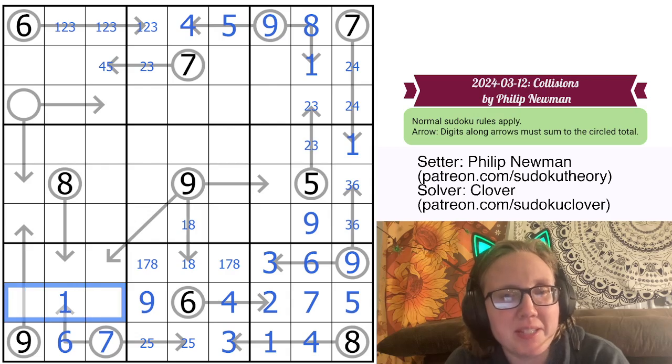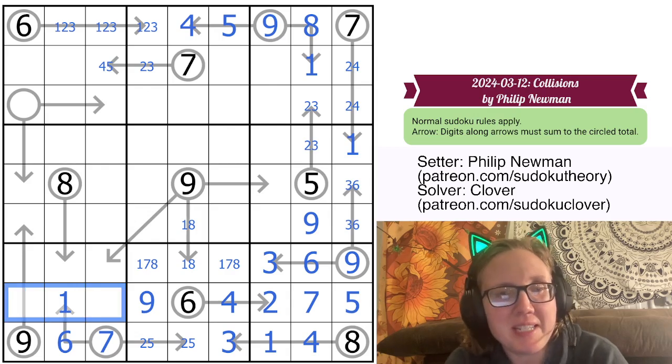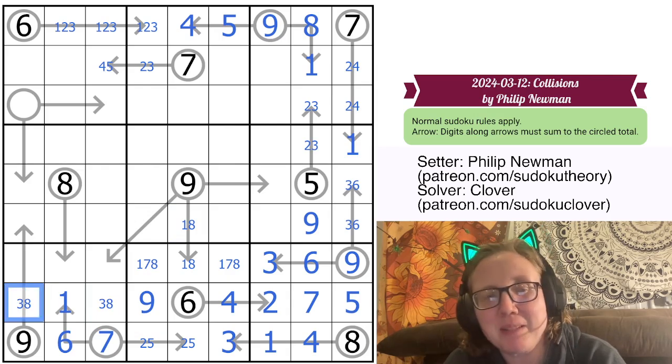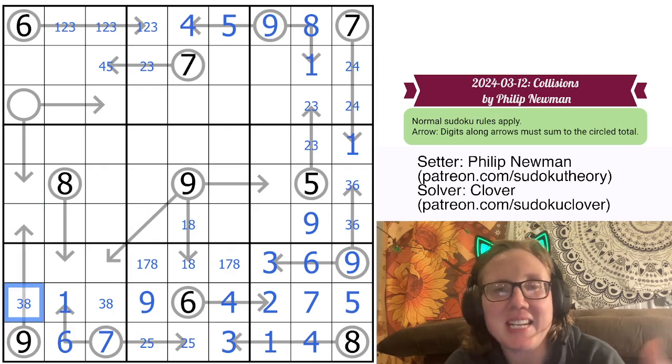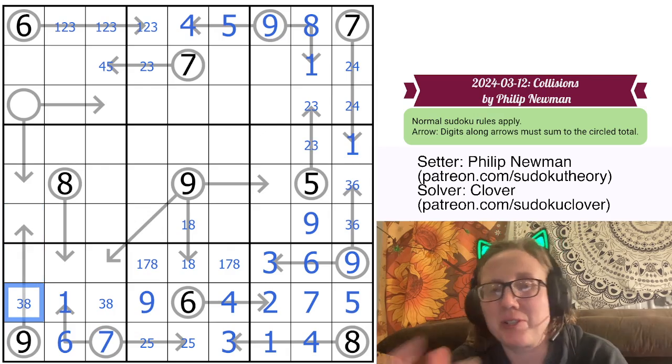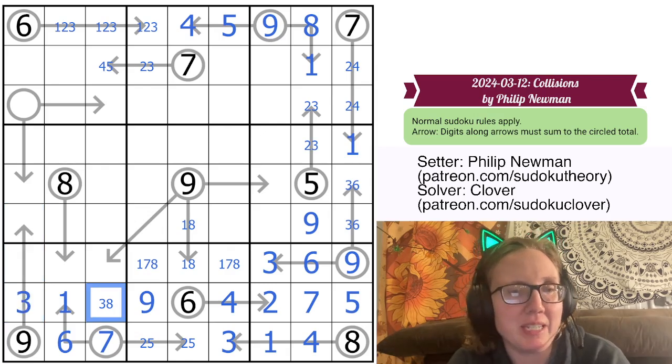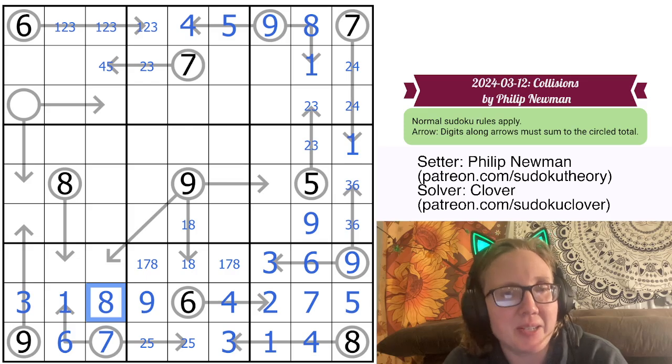Let's look at this row. This is getting pretty crowded at this point. So this needs a 3 and an 8. We definitely can't put the 8 here, because then we would have to make this way too big to sum to 9. It would have to be at least 8, 1, and 2, which is already 11. So that's got to be our 3, and that's our 8.